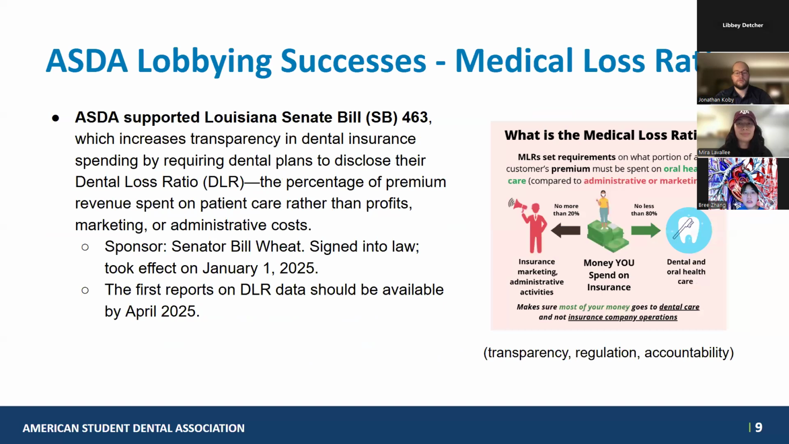The medical loss ratio was another example. ASDA supported the Louisiana Senate Bill 463, which increased transparency in dental insurance spending by requiring dental plans to disclose their dental loss ratio, which is basically the percentage of premium revenue spent on patient care rather than the profits. And so Senator Bill Wheat sponsored it. It was signed into law and took effect kind of recently, January 2025. And so this is super exciting, showing that some things might not take that much time. Other bills might take a lot of time, but regardless, you should celebrate in all occasions when something gets done.